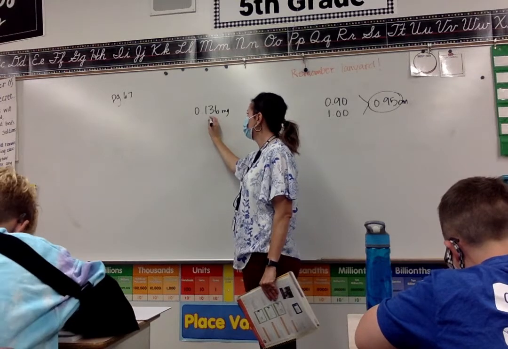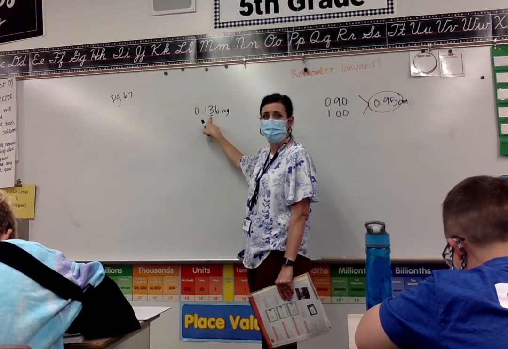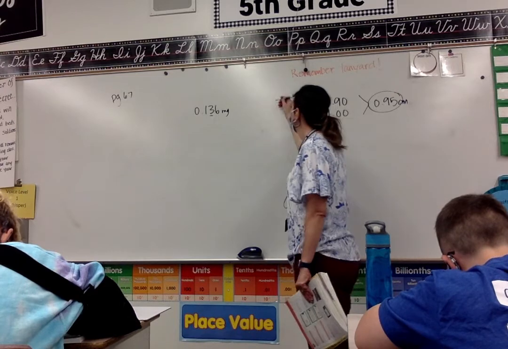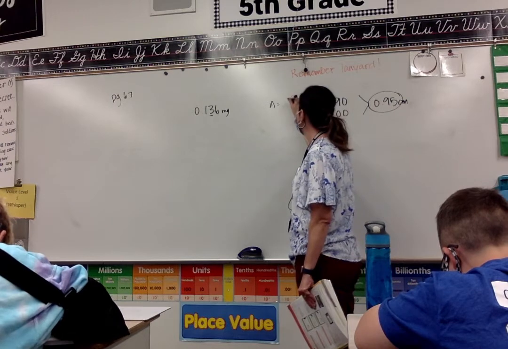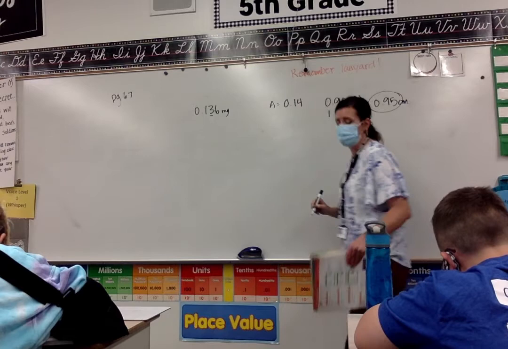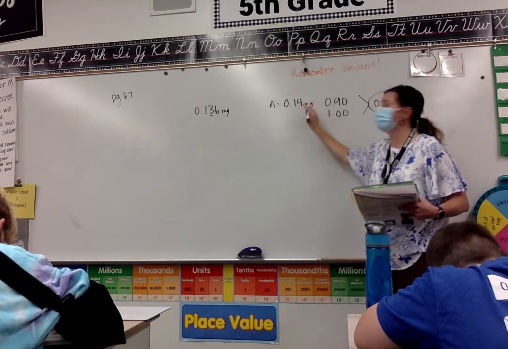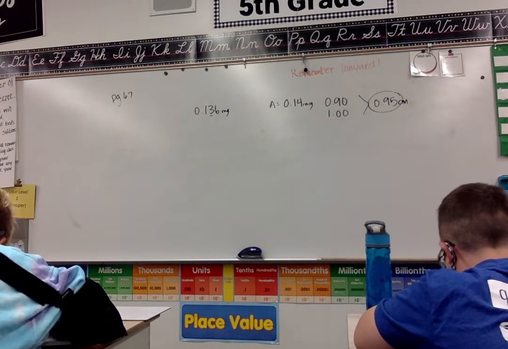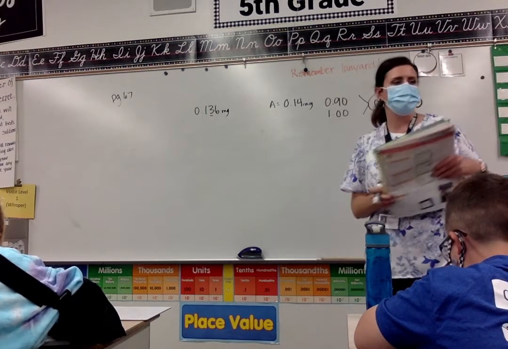Okay, tenths, hundredths, thousandths. Here's our hundredth. This is the one that's either going to stay the same or it's going to go higher. Braxton, what am I going to do? It's going to go higher. You're exactly right. So if we round it to the nearest hundredth, we're going to go 0.14, 14 hundredths of a milligram. And this is what goes in the box to the right. Yep, it's the box to the right.